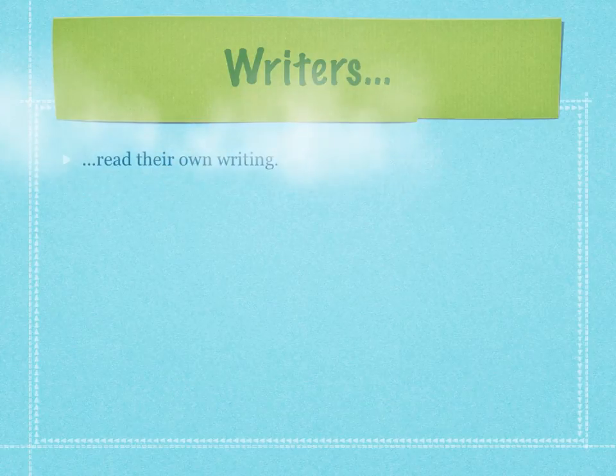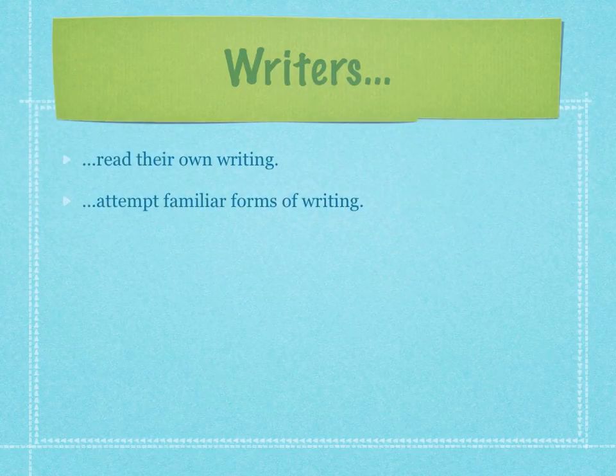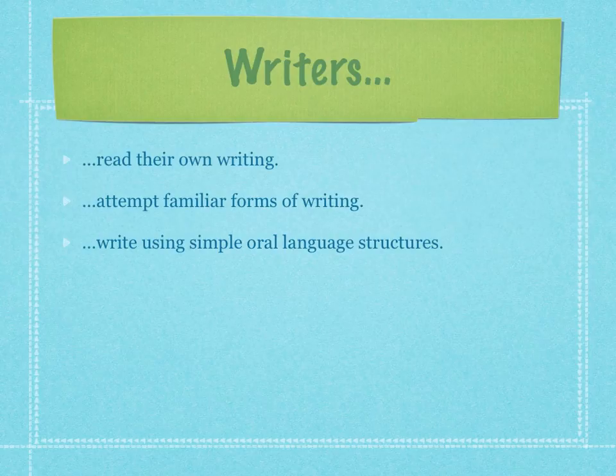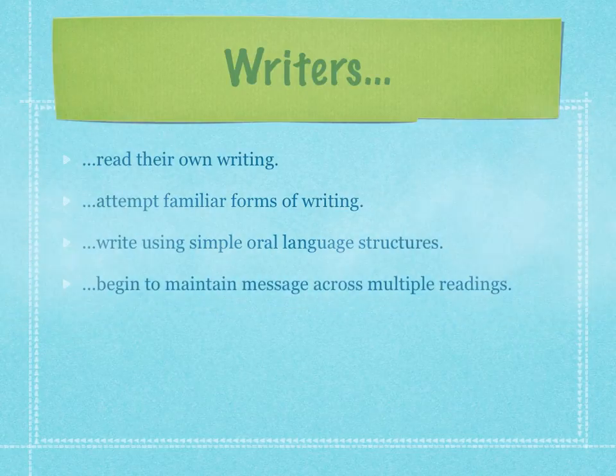So writers in this stage are really being thoughtful about reading their own writing, and they're attempting familiar forms of writing, and this could be lists, this could be comics, this could be any kind of form of writing that seems to be helpful and will get them the social good that they need. They're also going to be using simple oral language structure, so if it's a story, it's going to be a really simplified story, first, then last. And what's interesting and what begins to happen here in this developmental category is the message begins to be solidified across multiple readings.